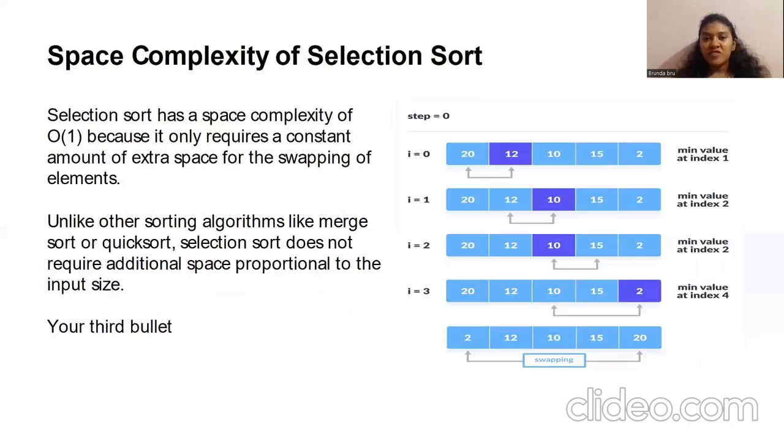Space complexity of selection sort. Selection sort has a space complexity of theta of 1 because it only requires a constant amount of extra space for swapping of elements. Unlike other sorting algorithms like merge sort or quicksort, selection sort does not require additional space proportional to the input size.